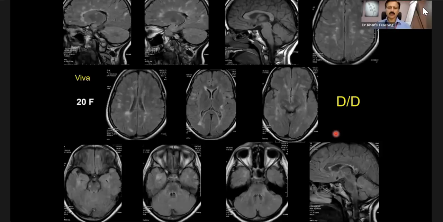And what is your differential? I think I don't really have any for this distribution. It doesn't look like other white matter diseases like PRES or ADEM because of the distribution. I don't have any other differentials for it in this pattern.